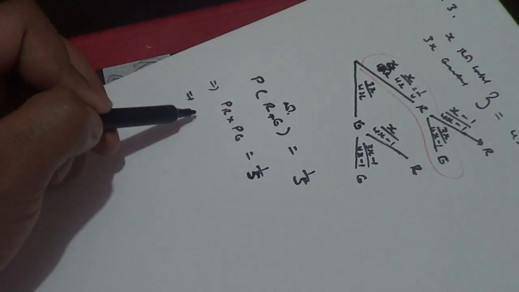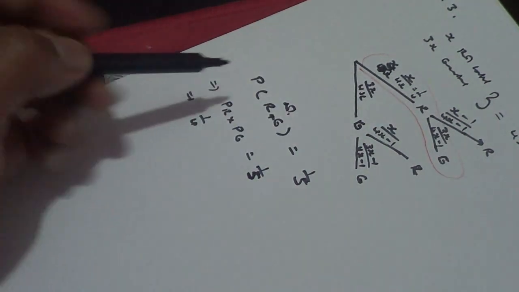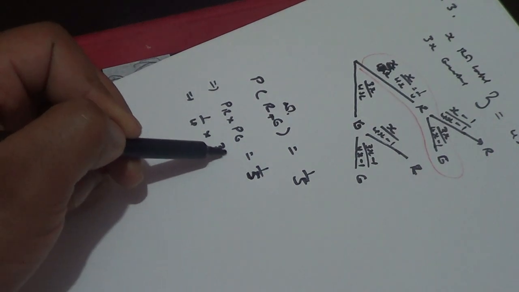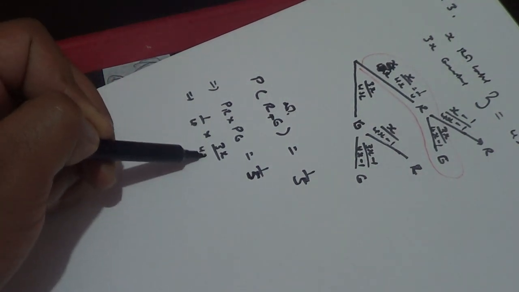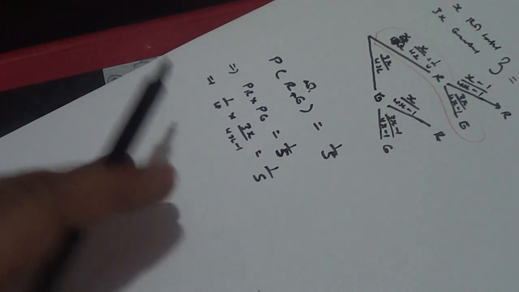Now, what is that? So, this one was essentially 1 over 4, because, I mean, the x's take each other out. But this one is definitely going to be 3x over 4x minus 1. This is 1 over 5 over here.